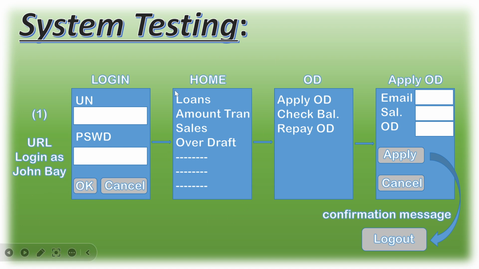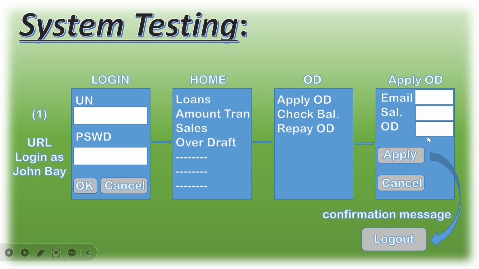you will land on the home page, and on the home page you will be able to see different options like loans, amount transfer, sales, overdraft, etc. Once you click on overdraft, you will land on the overdraft page. On the overdraft page, you will see options like apply for OD, check balance, or repay OD. Once you click on apply for OD, it will land on the apply OD page.